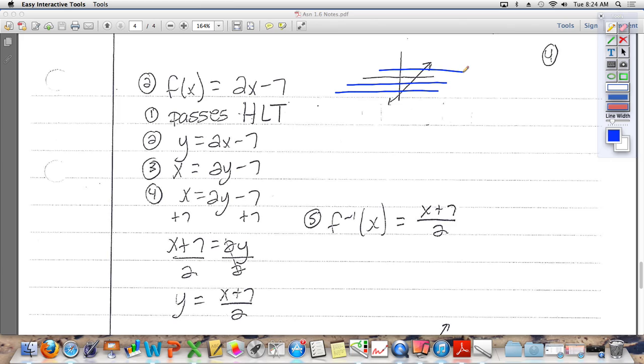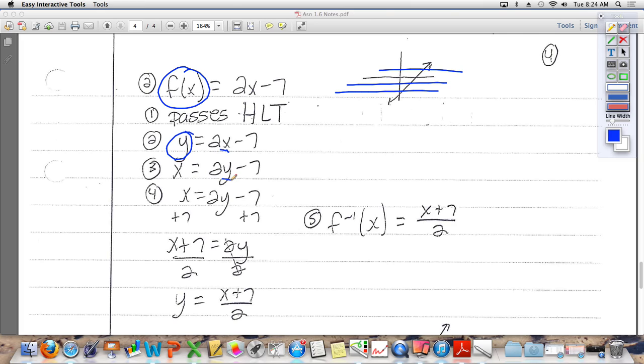I go on to number 2. Number 2 says that you replace f of x, you replace it with a y. So you put a y there, everything else stays the same. The next thing that you do, the 3rd step that you do, is switch the x and the y. So where that y was, I put an x. Where the x was, I put a y. And now I solve for y. You are trying to solve for that y right there.